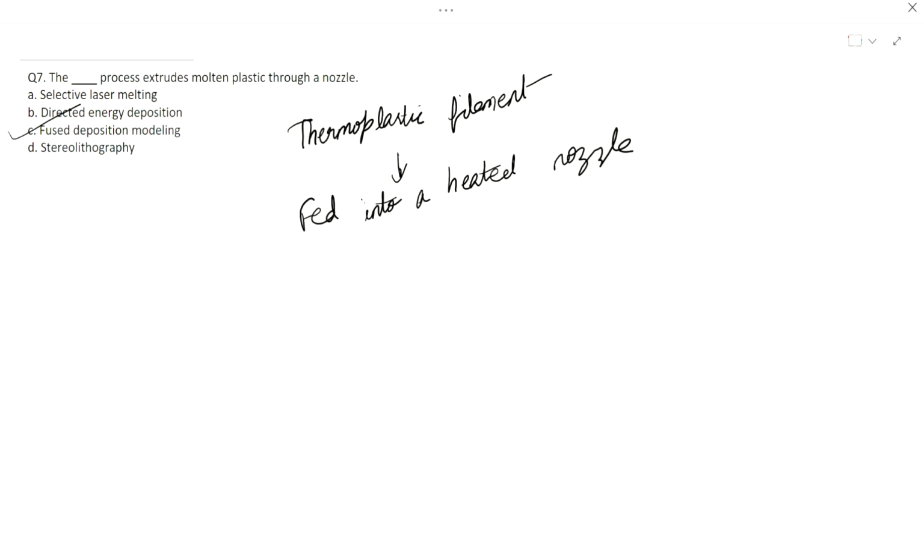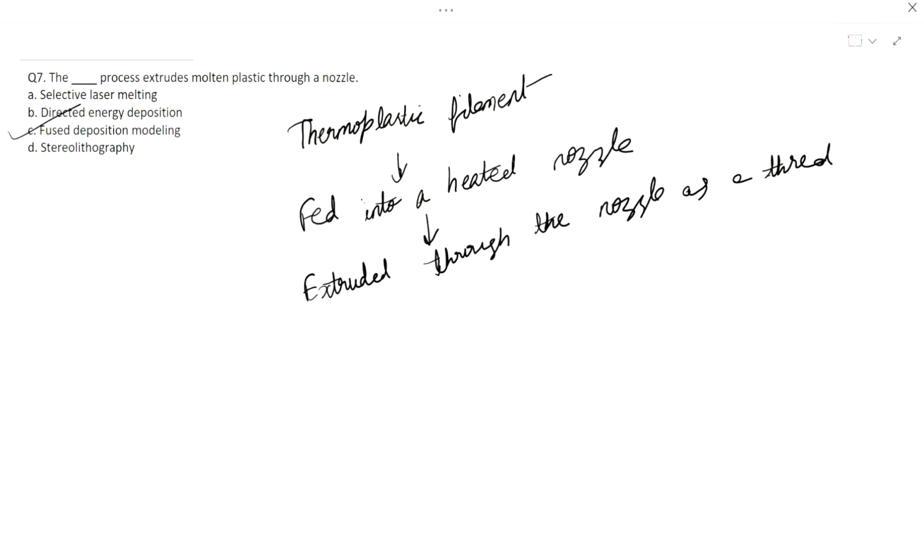and this molten plastic is then extruded through a nozzle as a thread. This may be of different diameters. Suppose we can take an example of 1.75 or 2.85, depending on the nozzle. This is extruded through the nozzle as a thread, and next the 3D printer's build platform moves in the Z direction, and the nozzles move in the X and Y directions to deposit the molten plastic layer by layer.